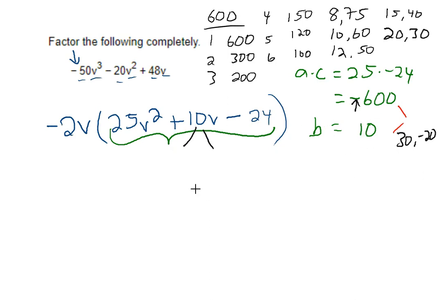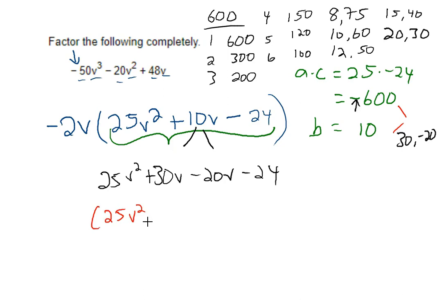All right. And so the next step, step 3, is to rewrite the middle term using these two numbers. I'm going to rewrite 10V as 30V minus 20V. The 25V squared gets copied down. The minus 24 gets copied down. And then I do factor by grouping. Right? So I'm going to group the first two terms together. We'll have 25V squared plus 30V. Sorry, it's supposed to be a V there. Always start with a plus sign between your two groups, and then we'll have the minus sign with the 20V inside the second group, minus 24.